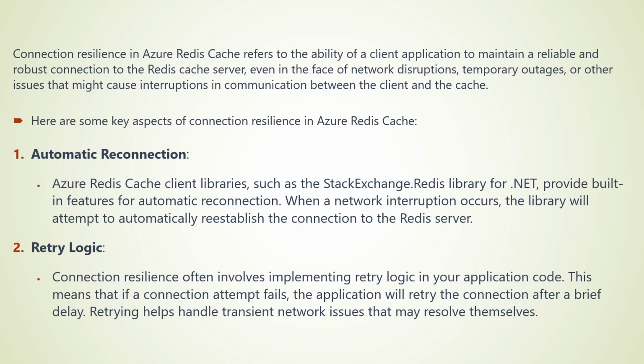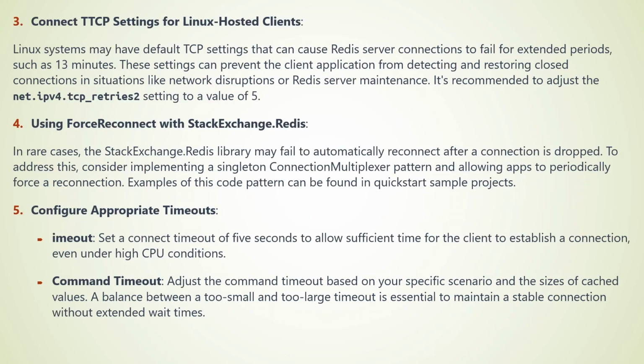Retry logic. Connection resilience often involves implementing retry logic in your application code. This means that if a connection attempt fails, the application will retry the connection after a brief delay. Retrying helps handle transient network issues that may resolve themselves. TCP settings for Linux-hosted clients. Linux systems may have default TCP settings that can cause Redis server connections to fail for extended periods, such as 13 minutes. These settings can prevent the client application from detecting and restoring closed connections in situations like network disruptions or Redis server maintenance. It's recommended to adjust the net.ipv4.tcp_retries2 setting to a value of 5, using ForceReconnect with StackExchange.Redis.